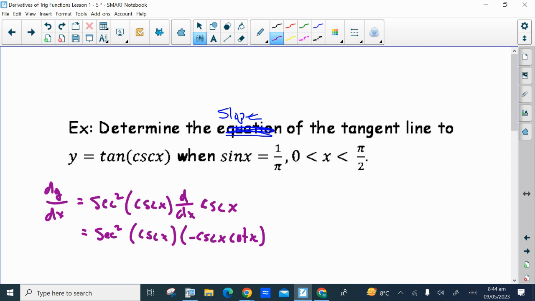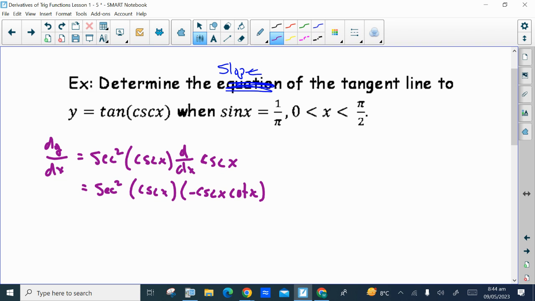And so we can simplify that a little bit. That negative can come in the very front. But in this case, we cannot multiply the cosecant by the negative cosecant because this cosecant belongs to the sec squared. It's sec squared of cosecant x. So we actually can't multiply these two together and simplify it because the first cosecant x is the argument. It's part of the secant squared.